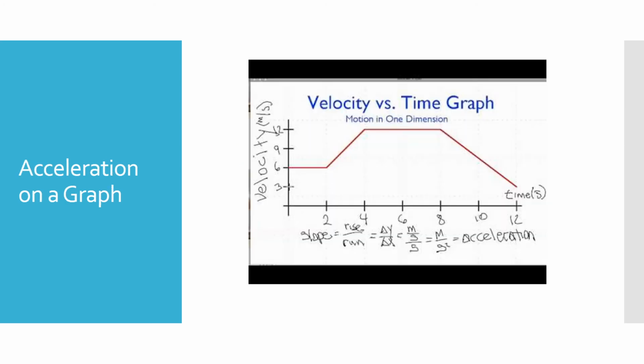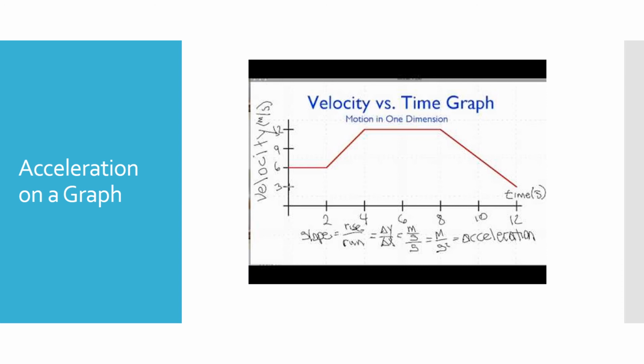Alright, and the last thing here is acceleration on a graph. So again, we looked at graphs with speed and distance for velocity. Here we're looking at how velocity changes over time to try and find the acceleration. So again, we'll do these practice problems together. I just wanted to show you here real quick how to read one like this.